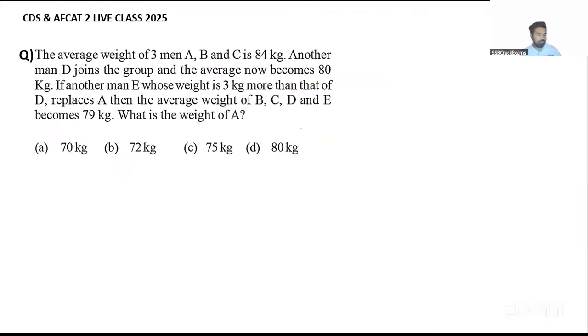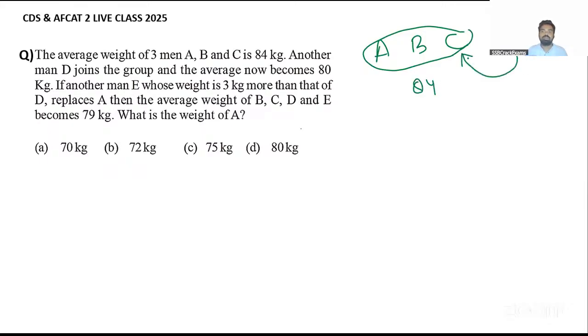Next question: the average weight of three men A, B, and C is 84 kg. Another man D joins the group and the average weight now becomes 80 kg. If another man E, whose weight is 3 kg more than that of D, replaces A, then the average of B, C, D is 79 kg. What is the weight of A? So we have A, B, C, D, and E. Initially there were only 3, and their average weight was 84.